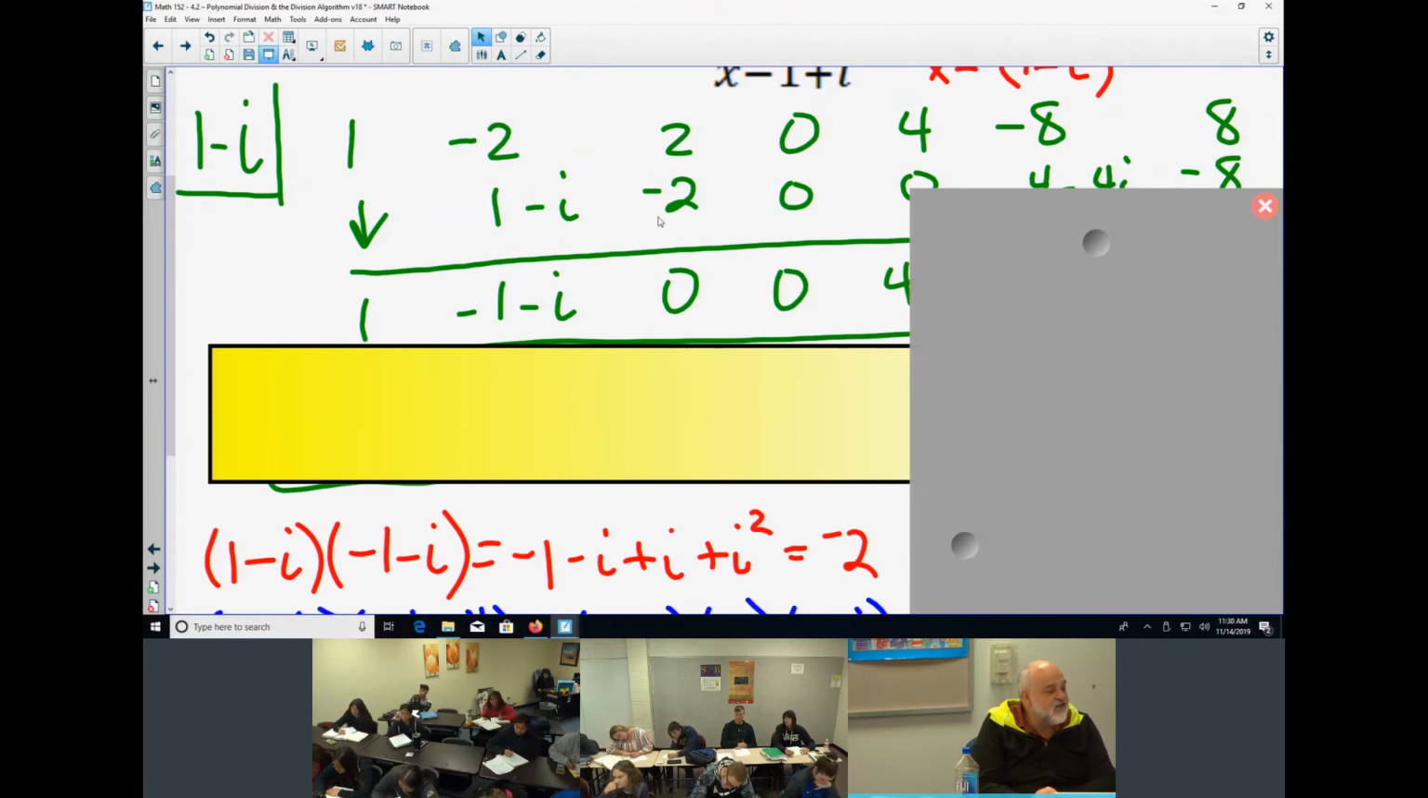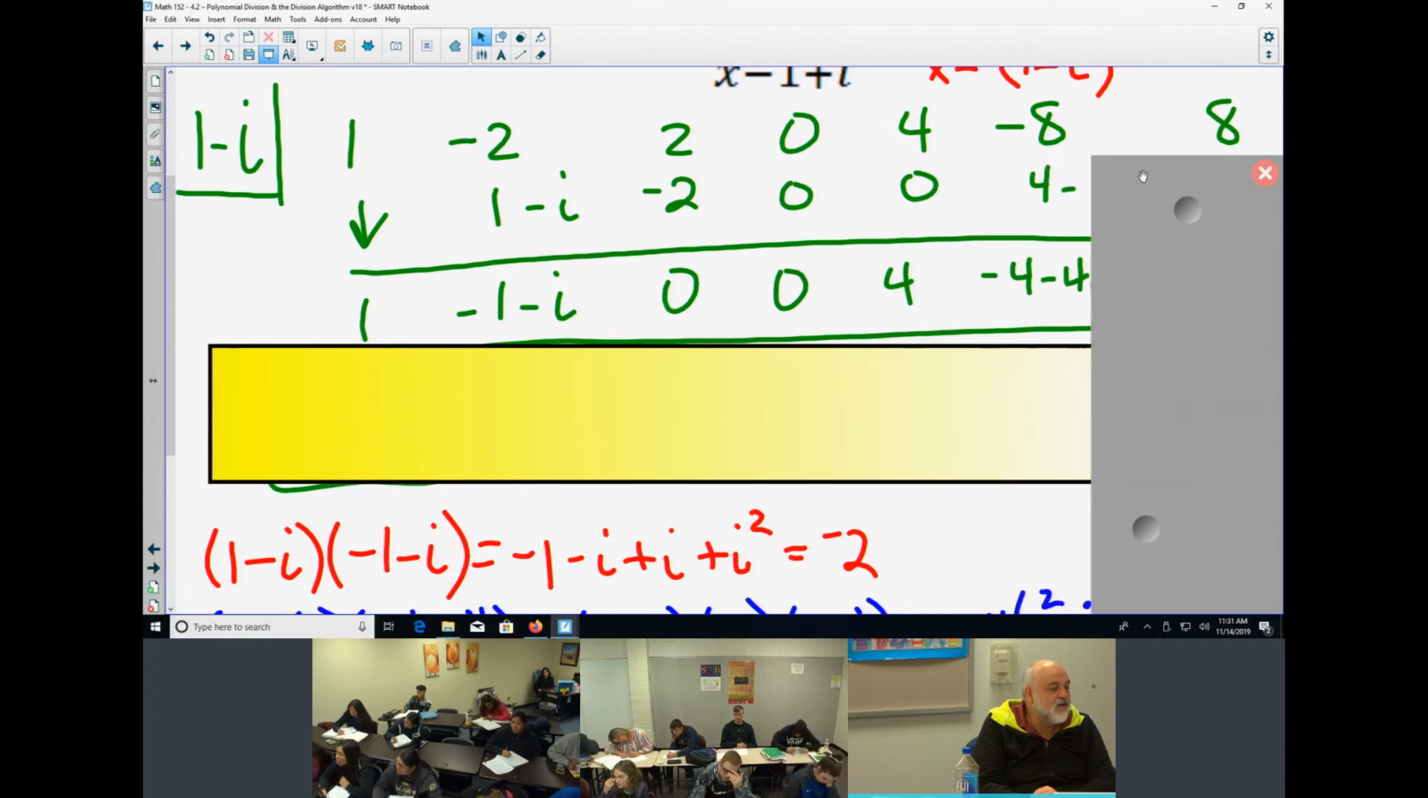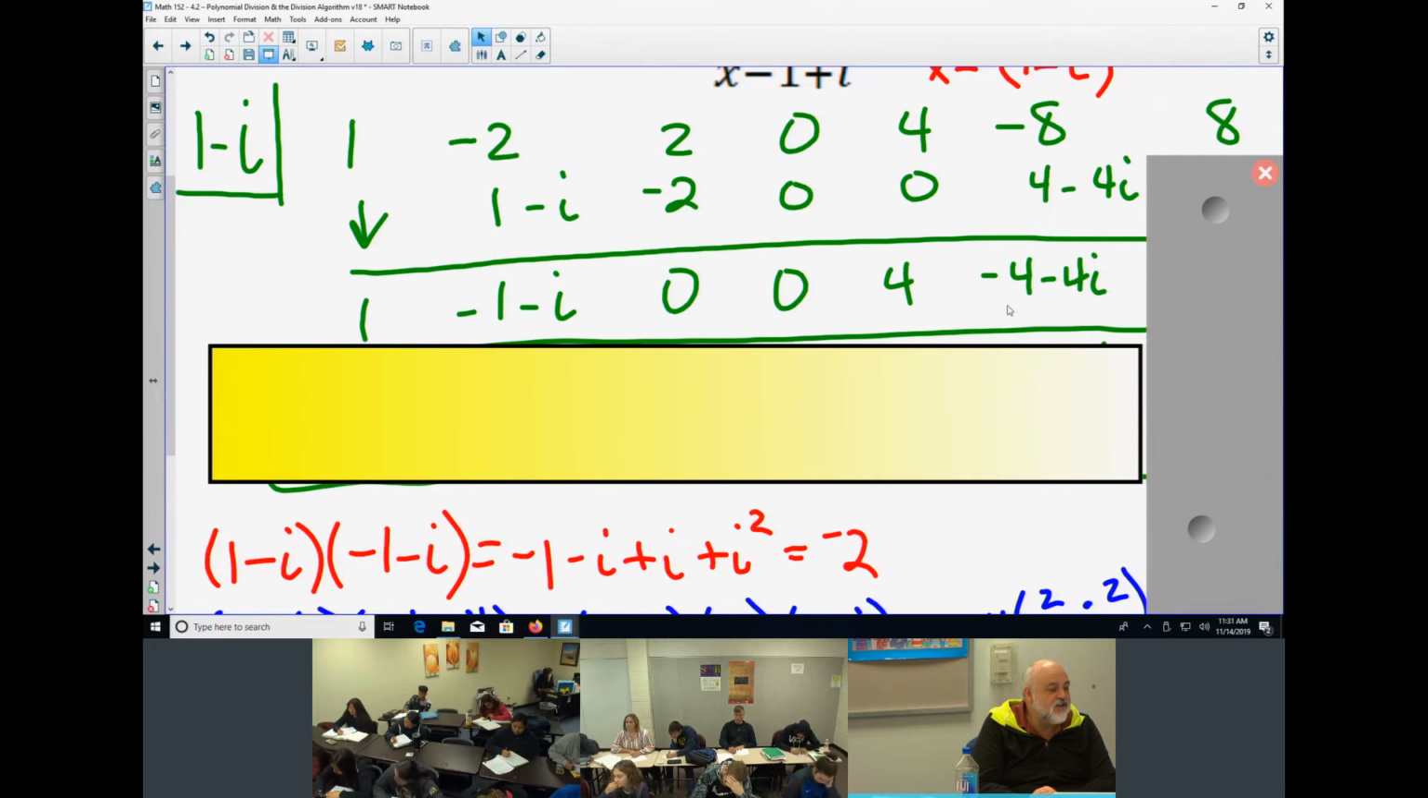And then when you add, you get 0. 0 times anything is 0. You add and get 0. 0 times anything is 0. You add to the 4 and you get 4. All right, now 4 times 1 minus i is going to be 4 minus 4i. So then when you add, you're going to get negative 4 minus 4i, because you add the negative 8 and the 4 together, and then you just bring down the negative 4i.